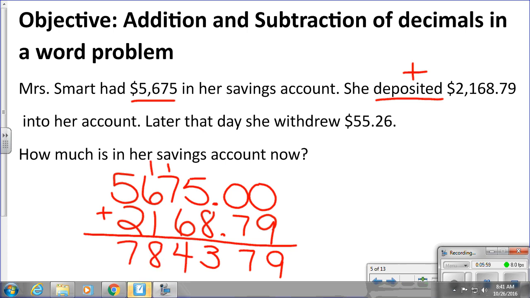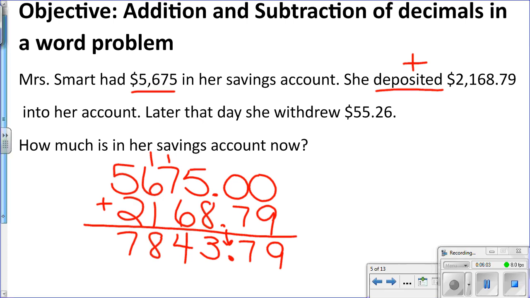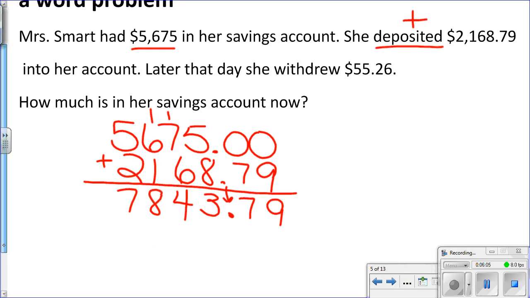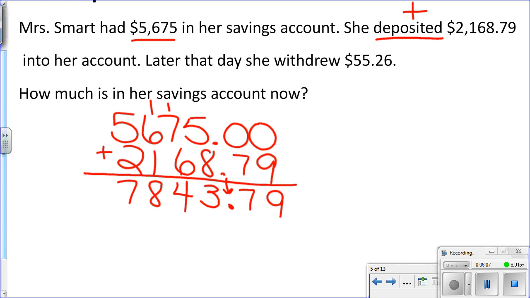So at this point, bringing down the decimal straight down, she has $7,843.79 in her account. But later that day, she withdrew, and withdraw is a subtraction, $55.26. Again, lining up the decimals.